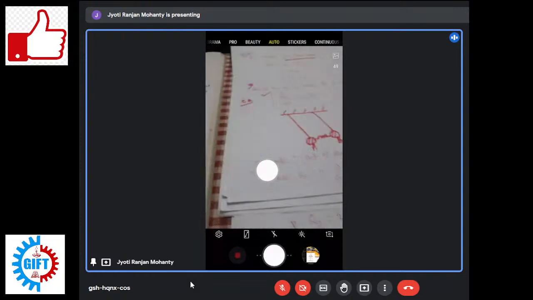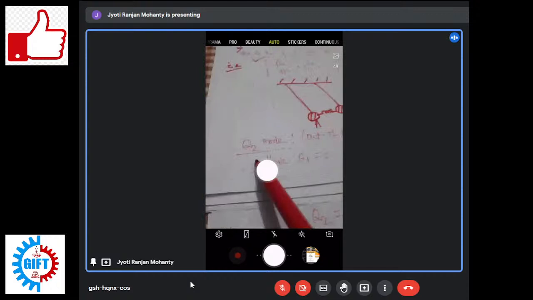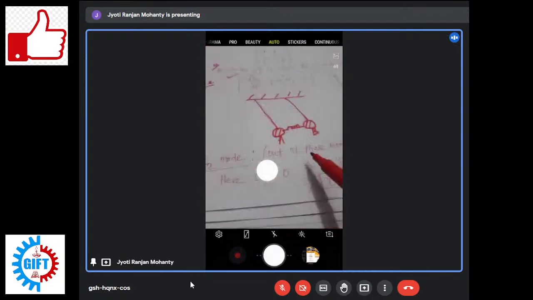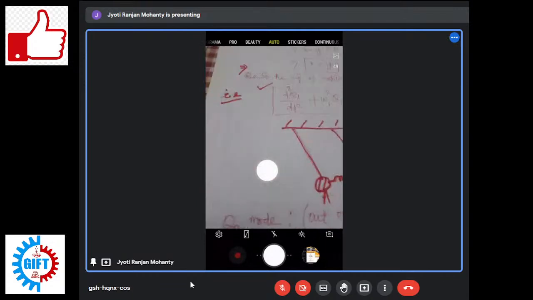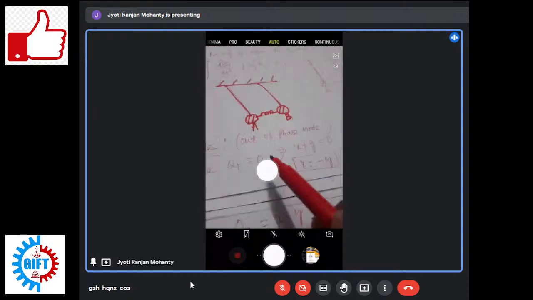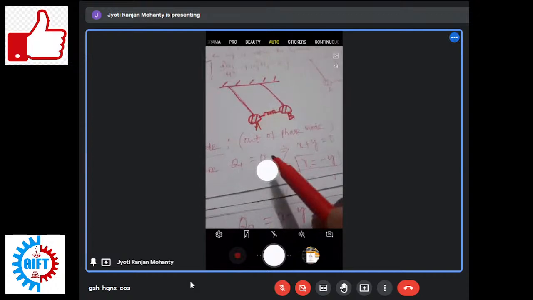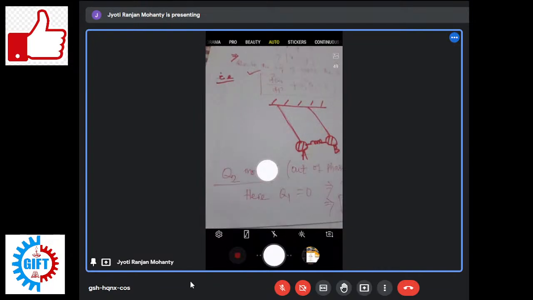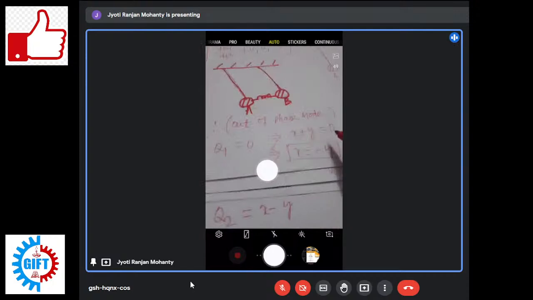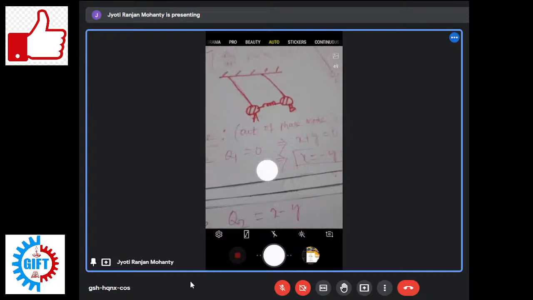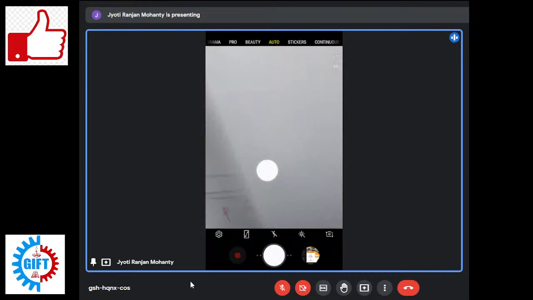Another one is Q2 mode. This is known as out of phase mode. In Q2 mode, Q1 will be 0. Here Q1 is equal to 0. So this implies, what is the value of Q1? X plus Y. X plus Y is equal to 0. So this implies X is equal to minus Y.